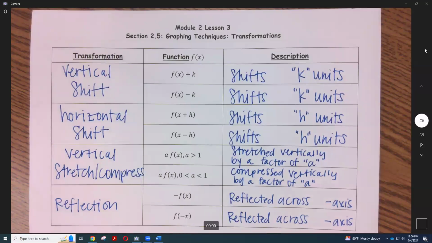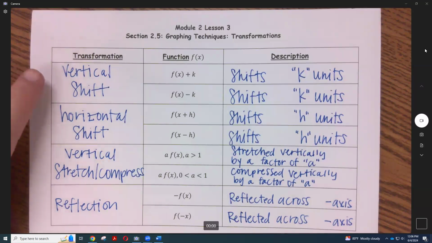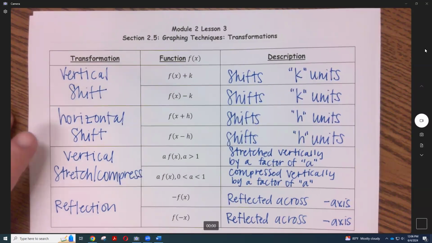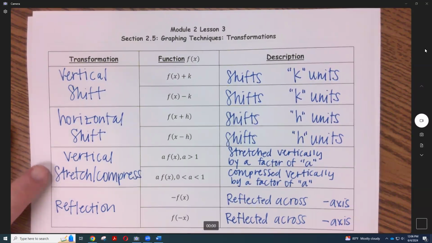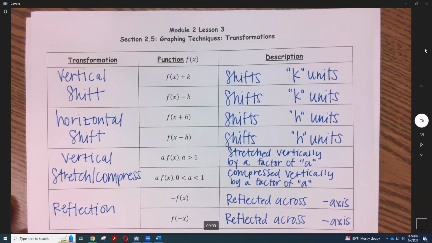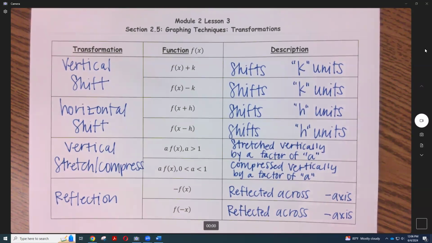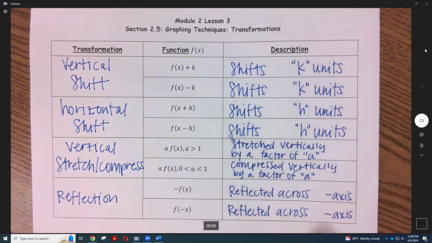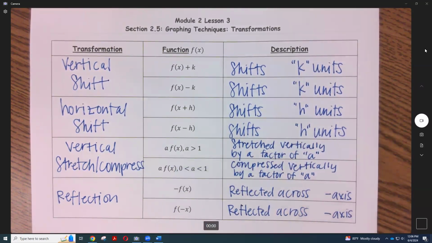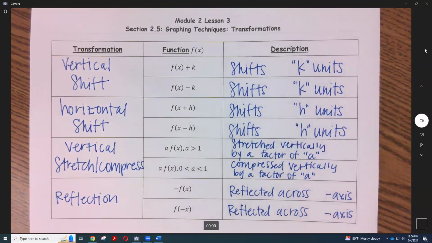All right, so let's start by going over the transformations that were listed in the learning objectives. We're going to go over vertical shifts, horizontal shifts, vertical stretch and compressions, and then reflections. Now, if you need to, please pause this video. We're going to write some stuff in here and we're going to write some stuff right here. You can pause this and then fill all of this out, or the rest of it, as I'm going through.